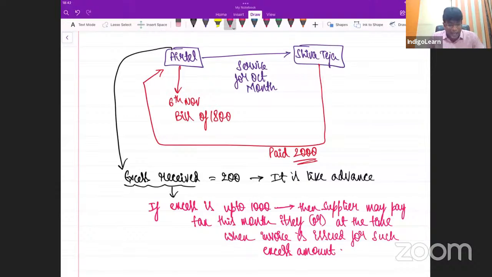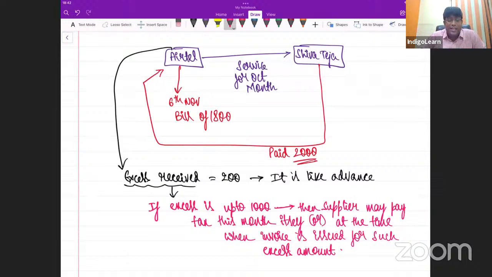They gave a bill of 1800 rupees. When they gave a bill of 1800 rupees, Shiva Teja directly paid 2000. How much excess he paid? 200 rupees. So from Airtel's point of view, how much excess did they get? 200. That 200 is something like an advance. When advance comes, you have to pay GST now itself.